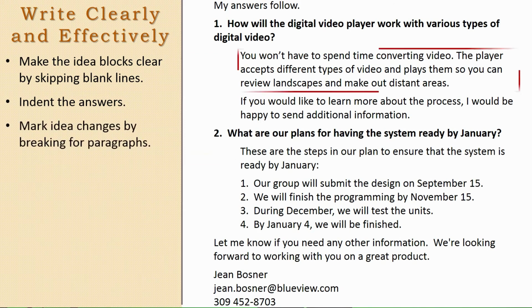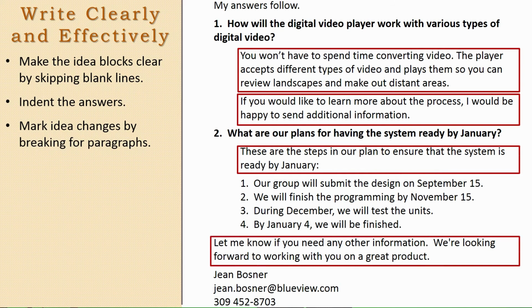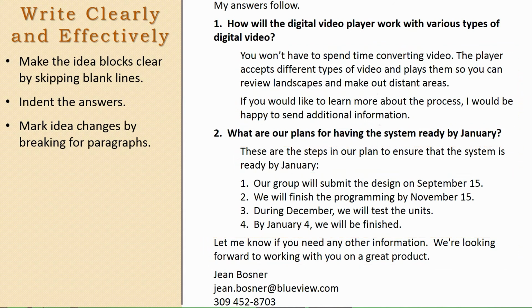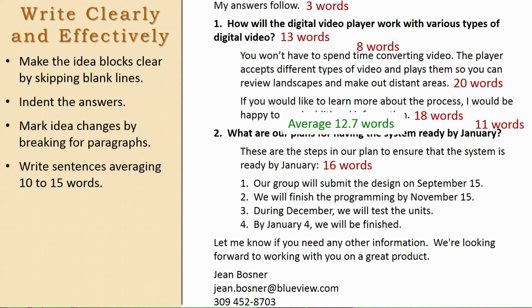When Jean starts a new idea, she makes a clear break for a new paragraph. The paragraphs are generally short. They average fewer than 7 lines. Jean writes clear, straightforward sentences. That communicates most easily and shows that she wants a partnering relationship. Her sentences are generally short, averaging fewer than 15 words. Short sentences are easier to understand.